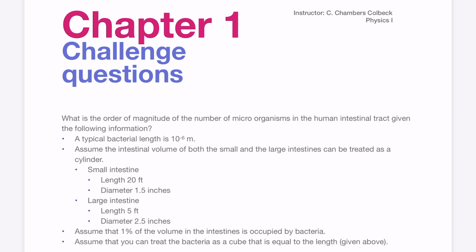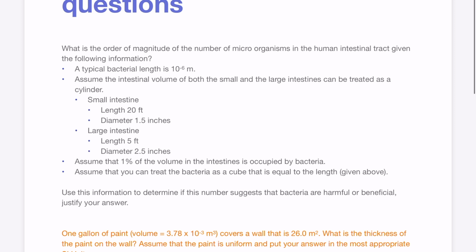This is the first of a series of 3 videos that demonstrate how to do the Chapter 1 challenge questions. So the first one deals with estimating the number of microorganisms in a human intestinal tract given some starting information.